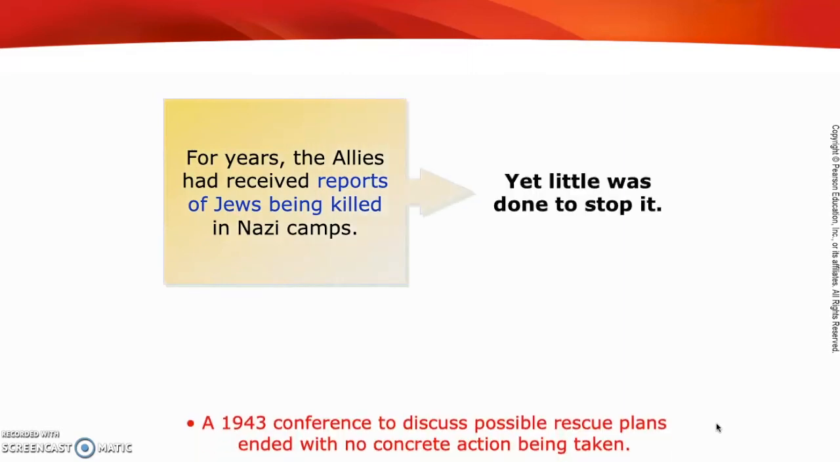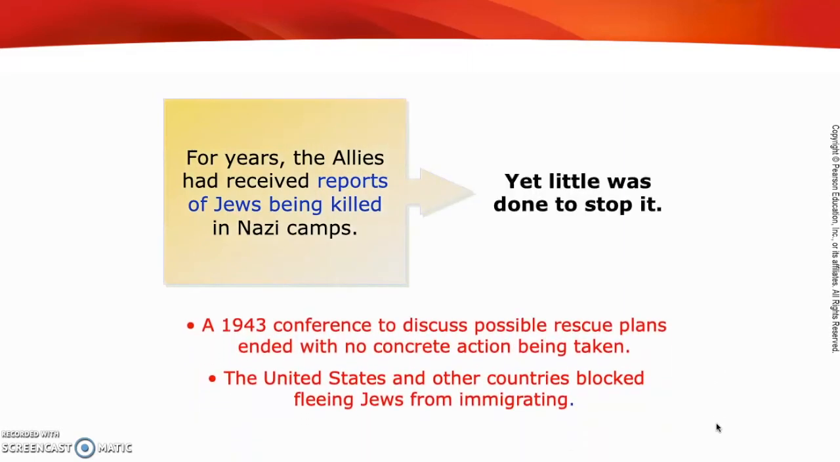So basically, during all of this, the Allies received reports of Jews being killed, but they didn't understand how bad it was, so they didn't really do anything to stop it. And then in 1943, they said, oh, how do we rescue people? But there was no concrete plan being taken. The United States at this time and other countries blocked fleeing Jews from immigrating there. They said, we don't want a mass migration of Jews coming here, so we're not going to allow them to come here at all, because they just didn't understand what was going on. So that was very bad on the United States' part.